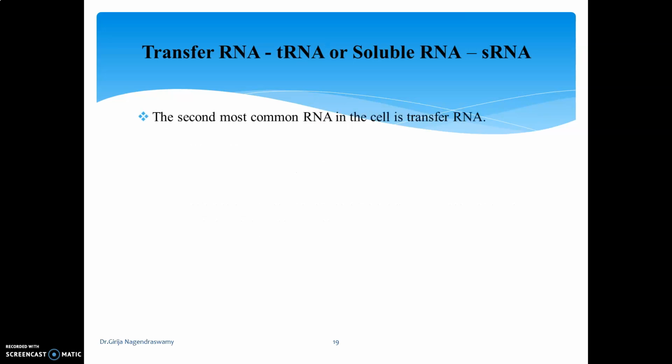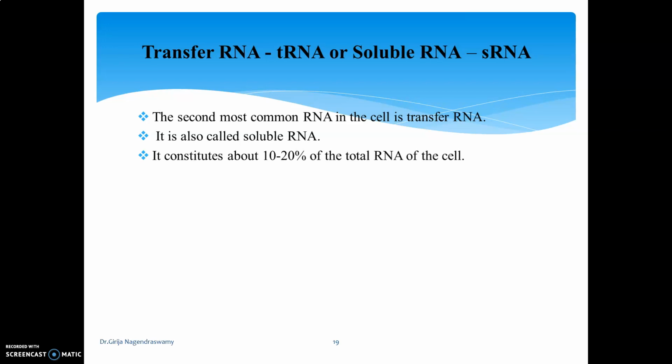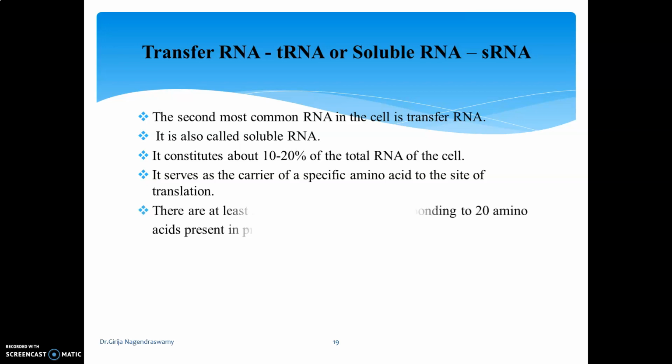Transfer RNA. The second most common RNA in the cell is transfer RNA. It is also called soluble RNA. It constitutes about 10 to 20% of the total RNA of the cell. It serves as the carrier of a specific amino acid to the site of translation. There are at least 20 species of tRNAs corresponding to 20 amino acids present in protein structure.